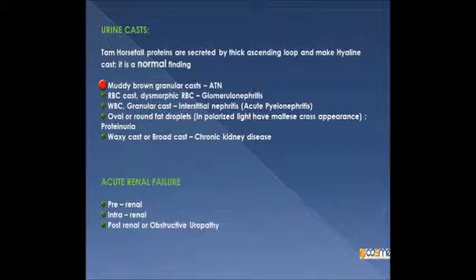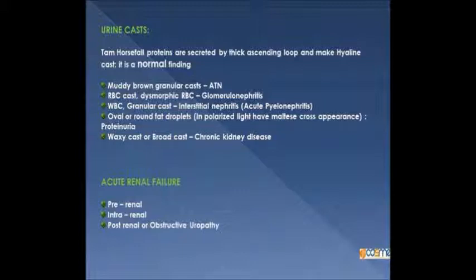Muddy brown granular casts are characteristic of acute tubular necrosis. Red blood cell casts, with dysmorphic red blood cells, are characteristic of glomerulonephritis. White blood cell and granular casts are characteristic of interstitial nephritis or acute pyelonephritis. Oval or round fat droplets that have a Maltese cross appearance in polarized light indicate proteinuria. Waxy or broad casts are characteristic of chronic kidney disease.